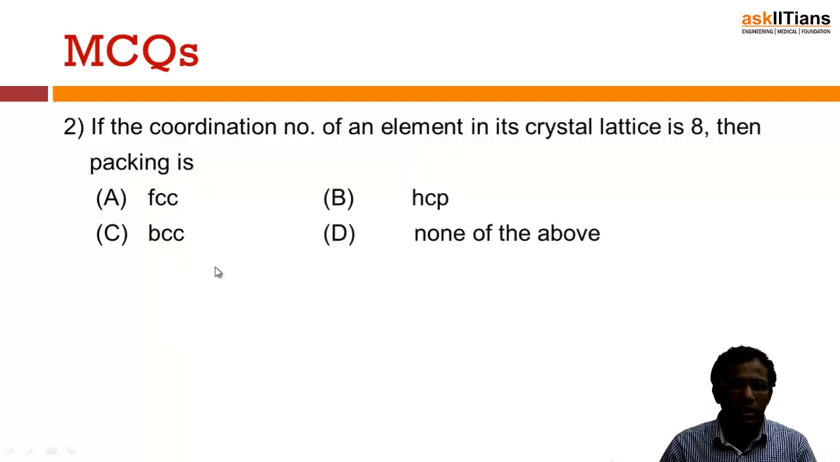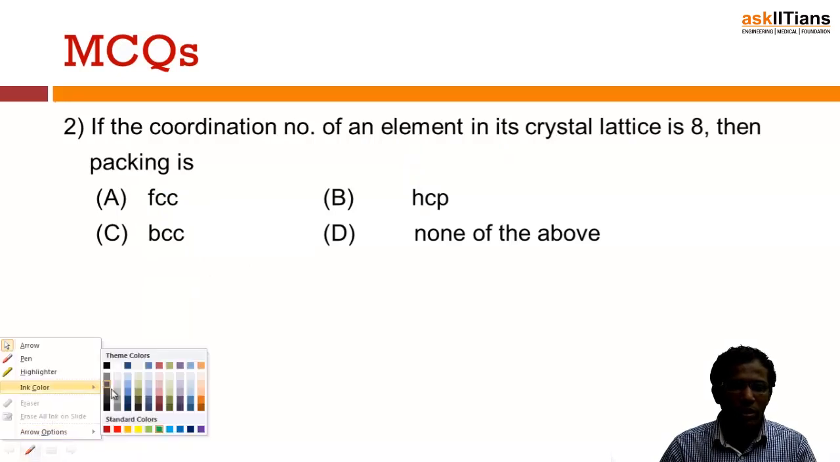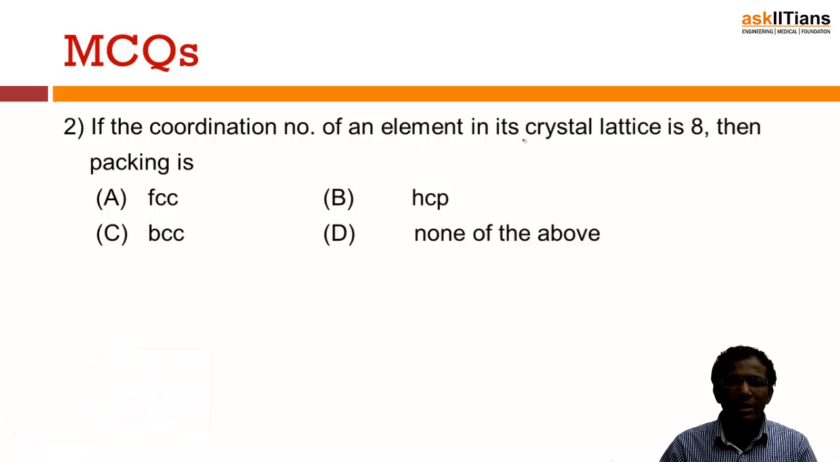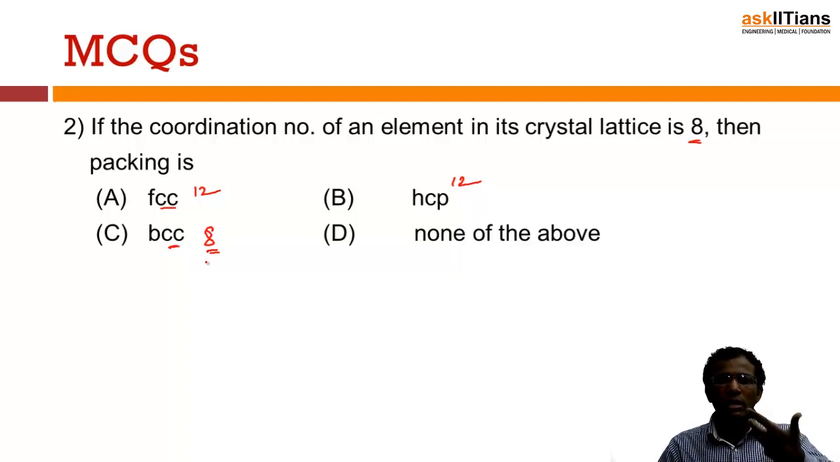Okay. And the second MCQ is, if the coordination number of an element in its crystal lattice is 8, then the packing is... In FCC the coordination number is 12 and in HCP the coordination number is 12, but in BCC we have a coordination number 8. I will discuss more about the coordination number, since we haven't come across HCP and FCC yet, and these FCC and HCP are 3D close packings. I will also discuss why the coordination number is 12 in these two, but now just remember that BCC has a coordination number 8.